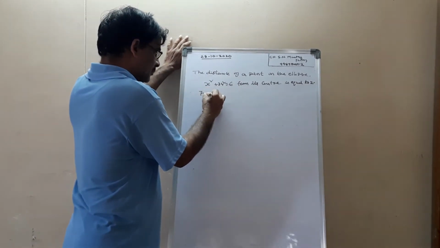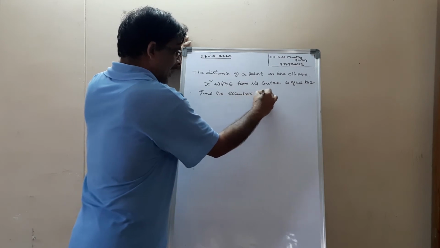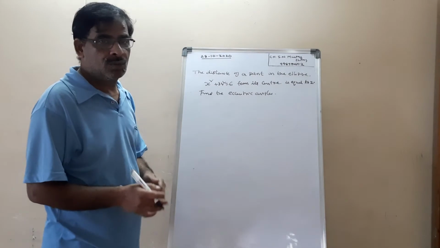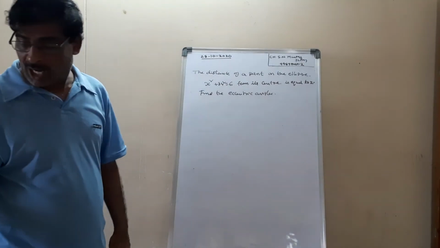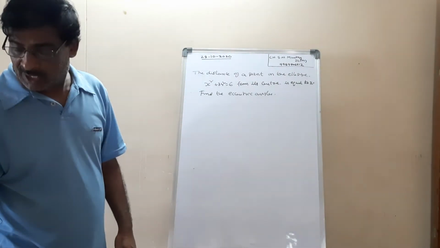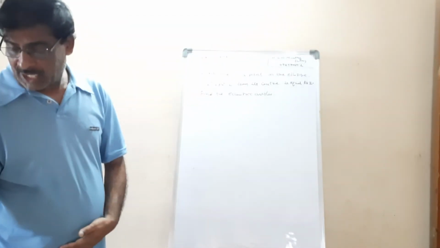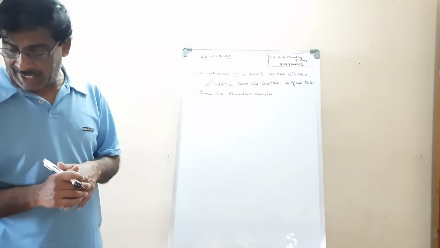Find the eccentric angles. See, what is given, and what we have to solve. The distance of a point on the ellipse x square plus 3y square equal to 6, from its center equal to 2. Find the eccentric angles. Okay.